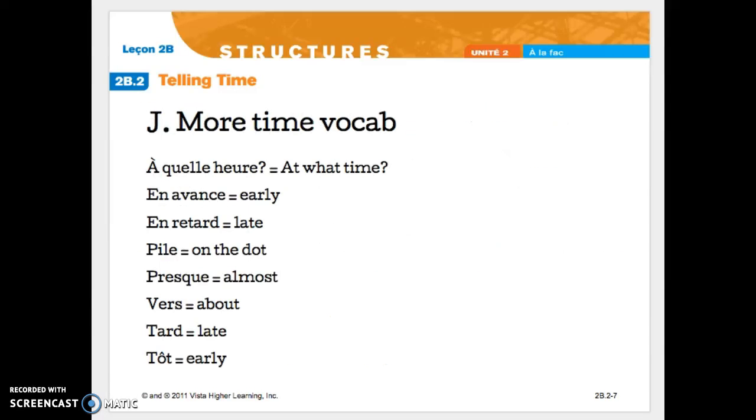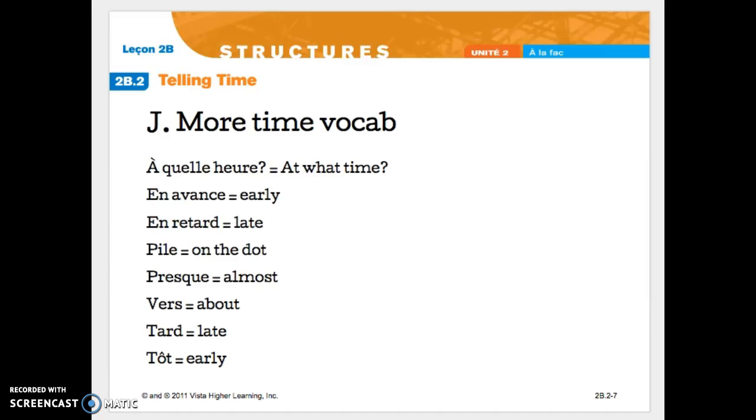More time vocab that the book presents. It shows up in some of the exercises in the workbook and also in the textbook. À quelle heure means at what time. En avance is one of the expressions that means early. En retard is one of the expressions that means late. Pile is the word for something that happens on the dot.